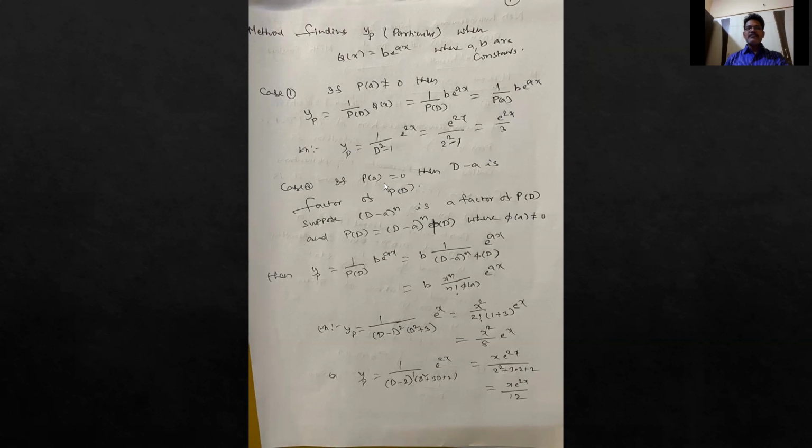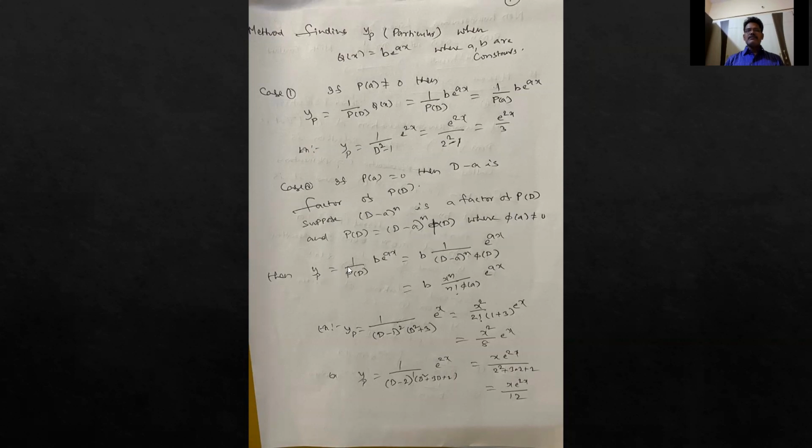So what happens if P(a) equals 0? When we substitute D = a, if P(a) equals 0, then D - a is a factor of P(D). We know that if f(a) equals 0, then x - a is a factor of f(x). So here if P(a) equals 0, then D - a is a factor of P(D). Suppose (D - a)^n is a factor of P(D), so P(D) = (D - a)^n phi(D), where phi(a) is not equal to 0.